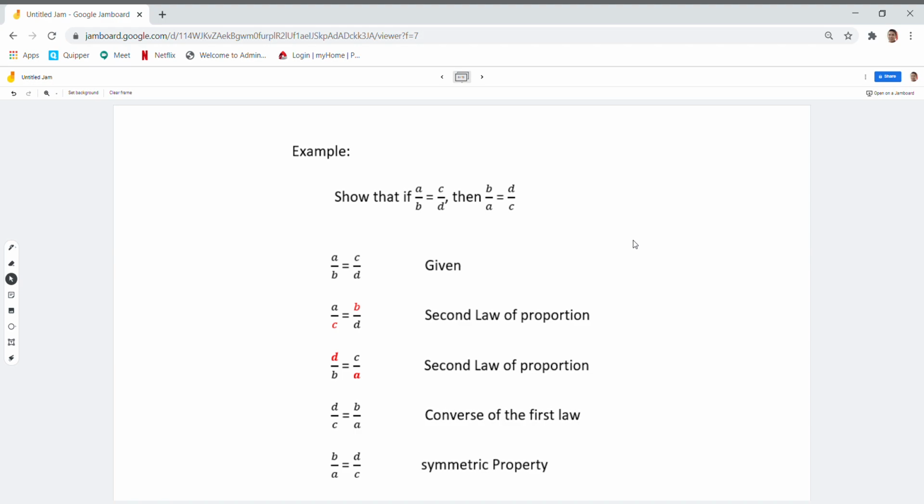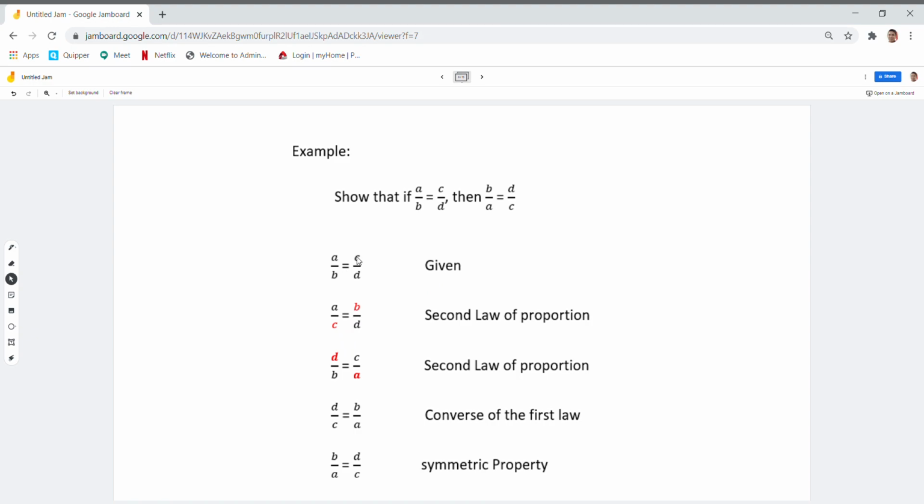You are told to show that if A is to B as C is to D, then B is to A as D is to C. Now the given is A over B equals C over D, or we read it as a proportion A is to B as C is to D. That's the given.